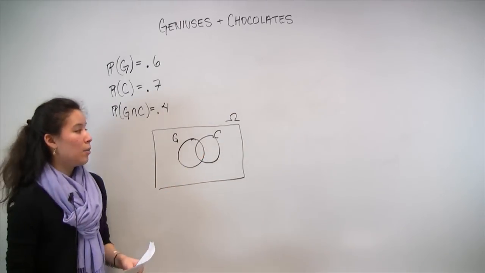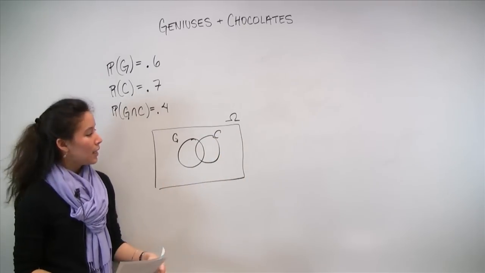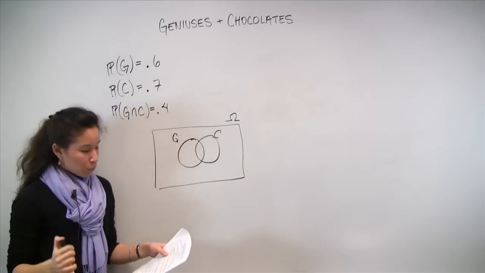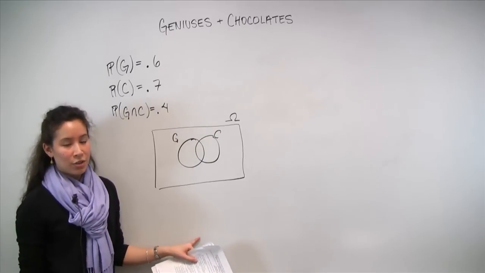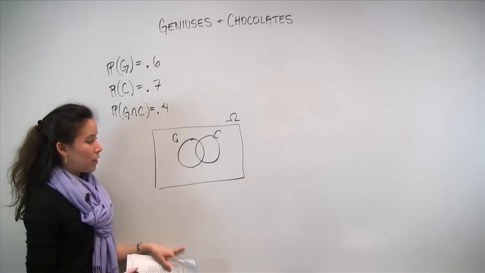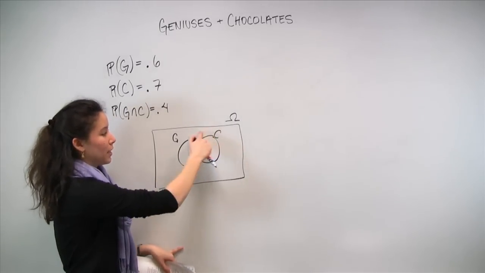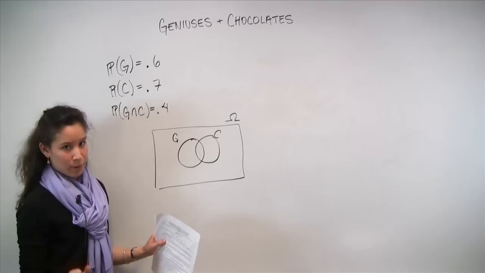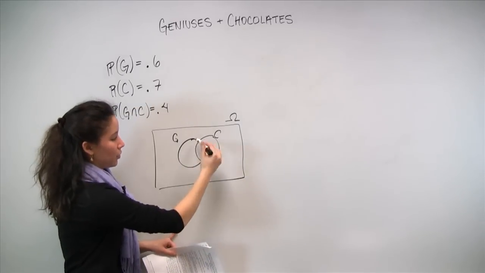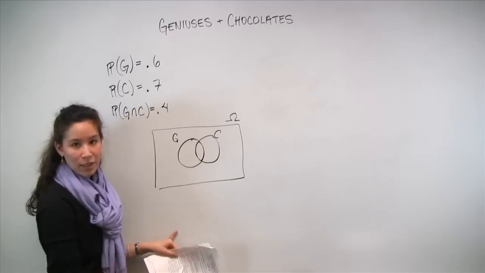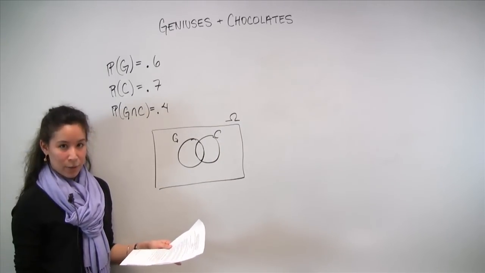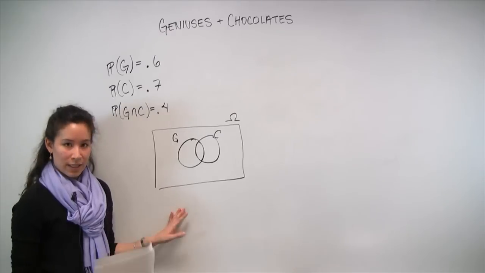Okay, and the way you interpret this diagram is the space outside these two circles corresponds to students who are neither geniuses nor chocolate lovers. Just keep in mind that the probability corresponding to these students on the outside, that's actually what we're looking for. Similarly, students in this little shape, this teardrop in the middle, those would correspond to geniuses and chocolate lovers. You probably get the idea. So this is our Venn diagram.